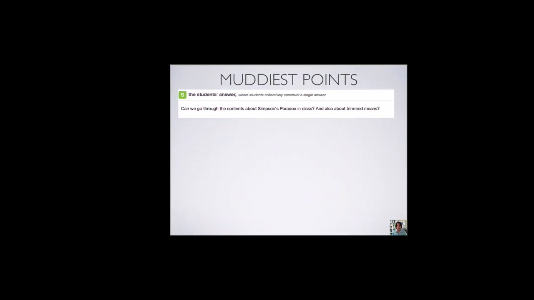So let's go through some of the points that were posted as the muddiest points this week. One of the first ones is Simpson's paradox. So how can we understand this and what's the paradox? Let's suppose that we have two hospitals and we want to compare survival after surgery in both hospitals.